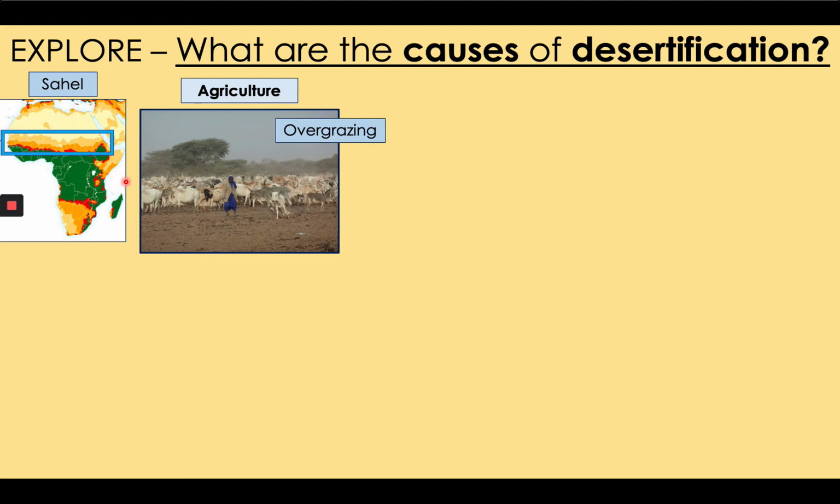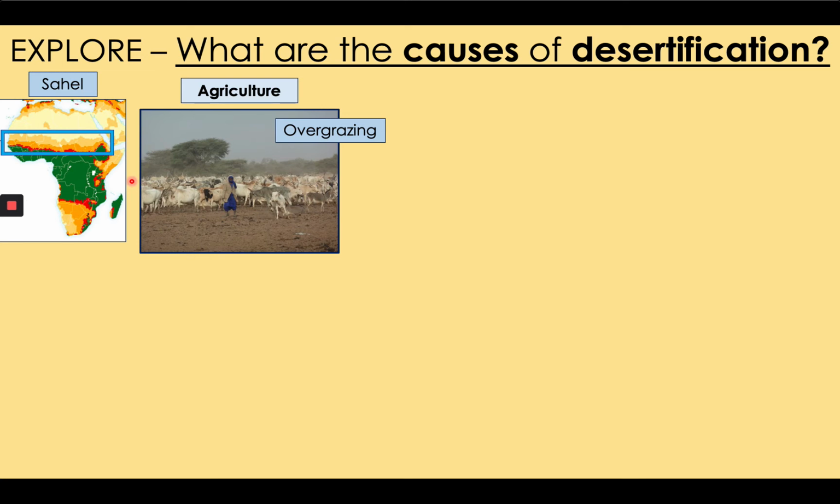So what exactly is overgrazing? Well, a farmer may have a herd of cattle or sheep or goats, and they will keep them on the land for as long as possible until they've eaten all of the vegetation, so that the animals are fed. This means that the loss of vegetation has the same effect as the loss of trees.